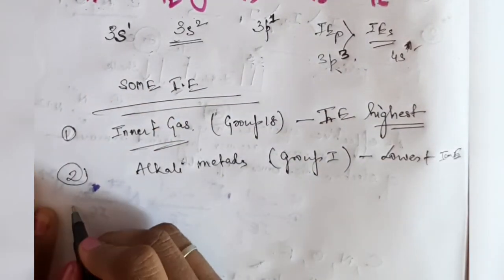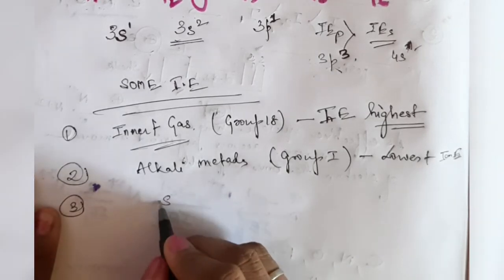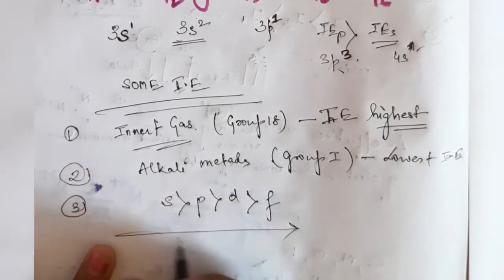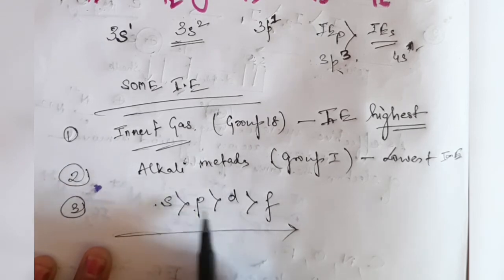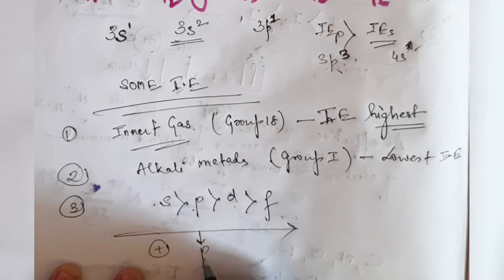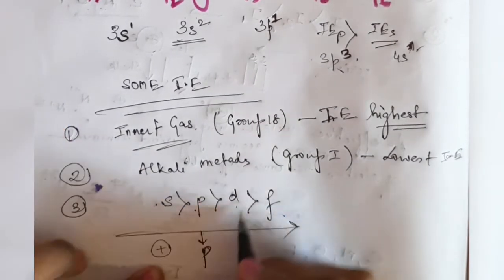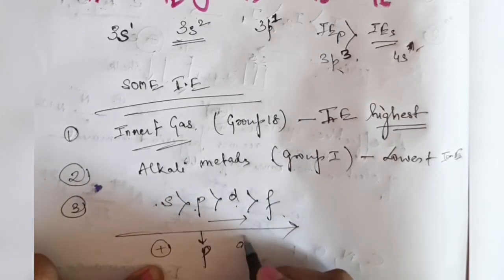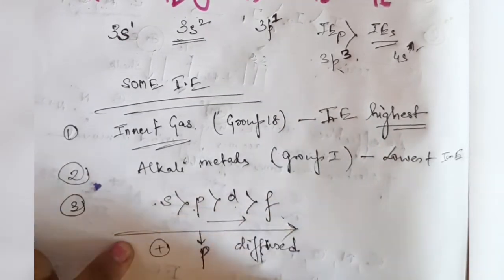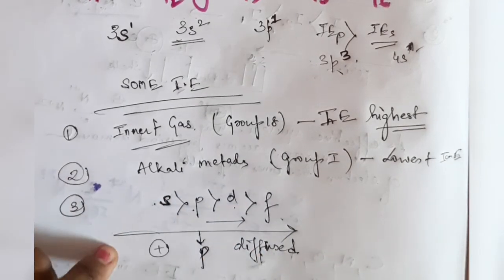The third is the order of the energy required to remove an electron from a subshell: s greater than p, greater than d, greater than f. That means from s it is more difficult to remove, then p, then d, then f. Why? Because s is closer to the nucleus, and p is a little bit far, and there are Px, Py, Pz. That means these are diffused. As we go from p to d, the orbitals are more diffused, so it is easier to remove an electron from a diffused shell rather than from the s shell. But exceptions are always there.